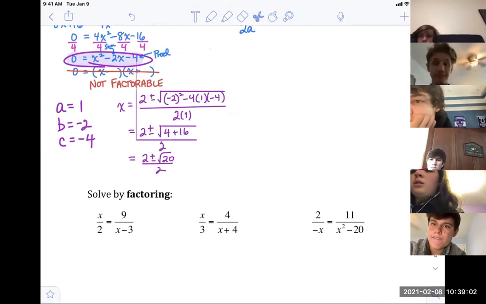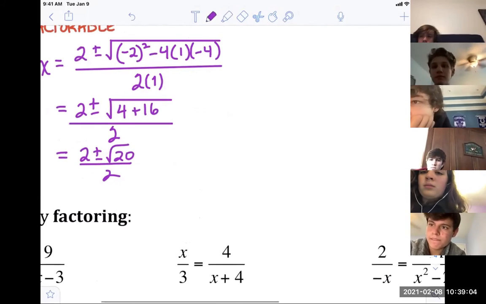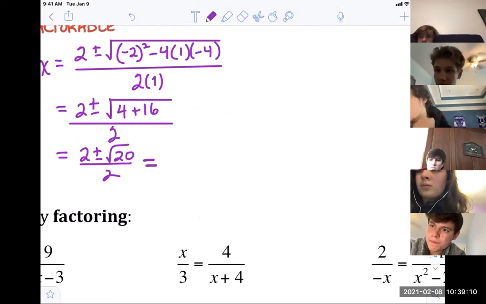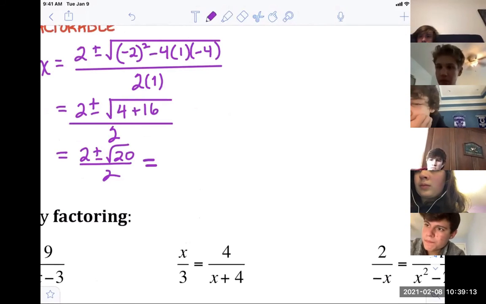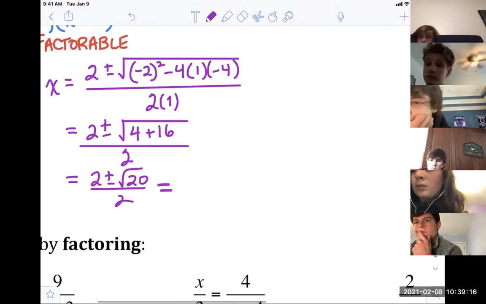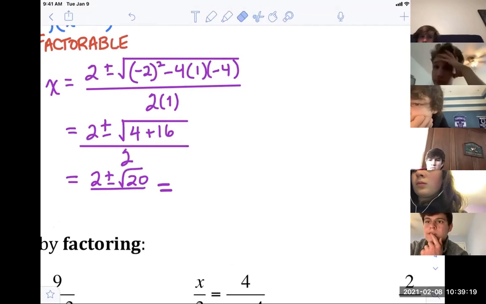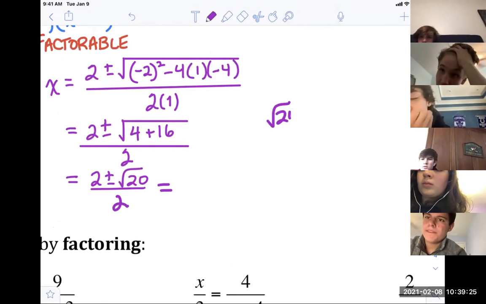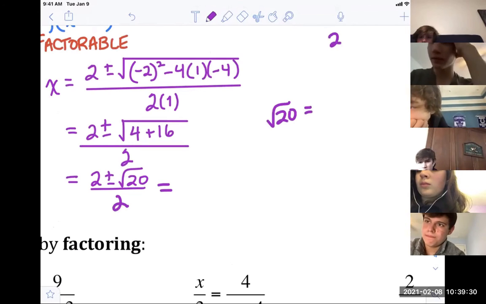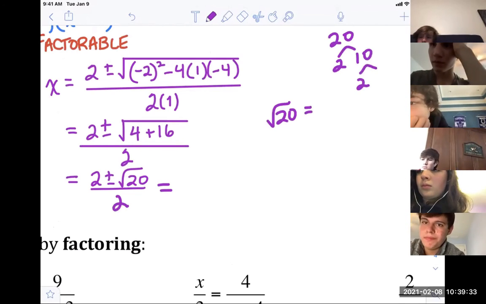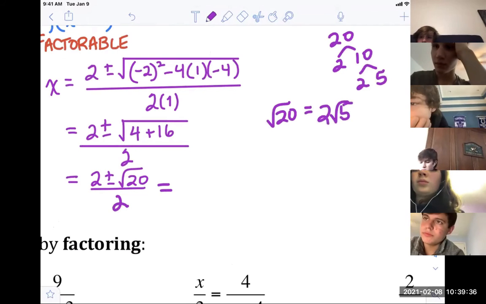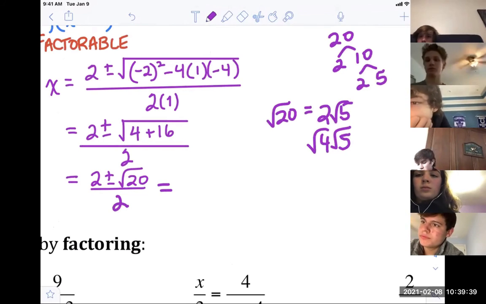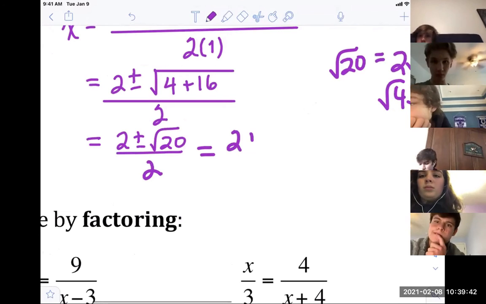Now, let's simplify that. Leah, tell me what we can do then. Simplify the radical 20. Okay. How does that break down? 2, 10, and then 5 and 2. So then you'd have 2 radical 5. Again, you can also do square root of 4, square root of 5, which is also 2 radical 5. Whichever way you want to do that, it'll give you the same answer.